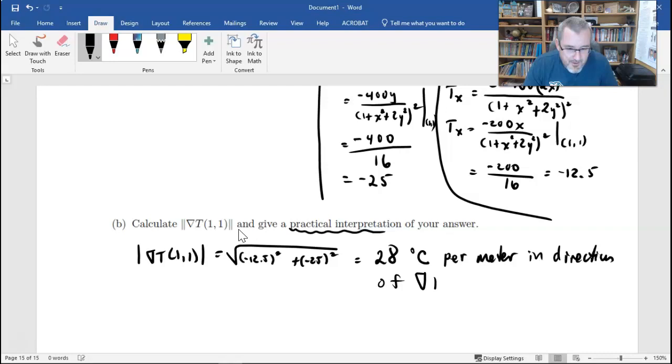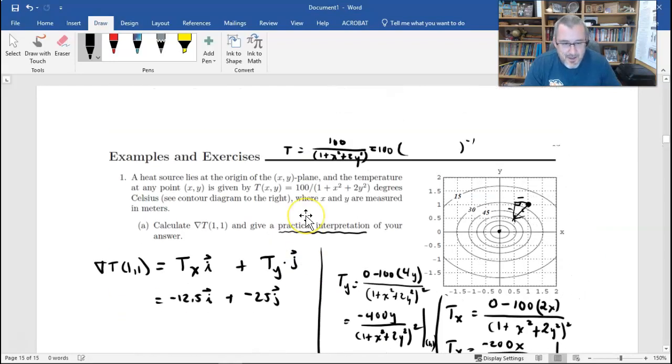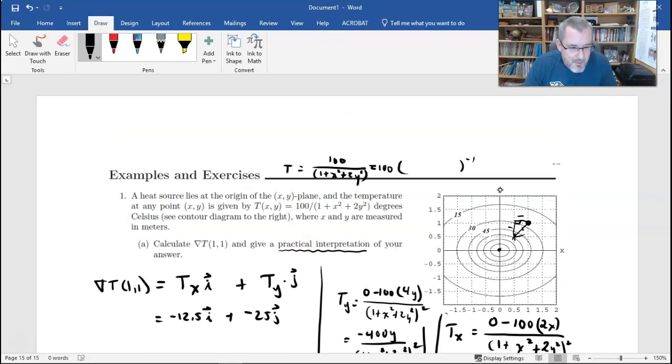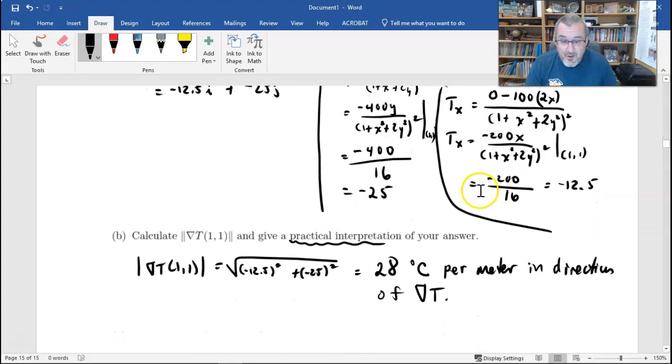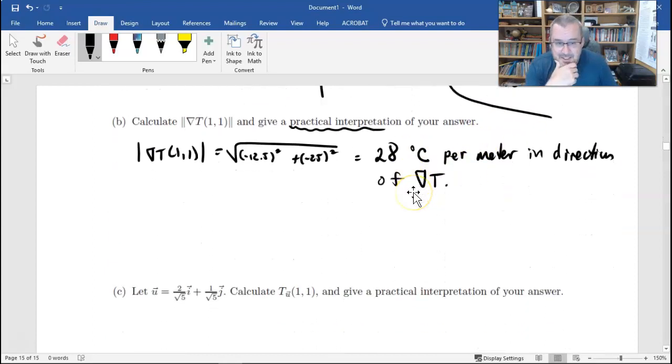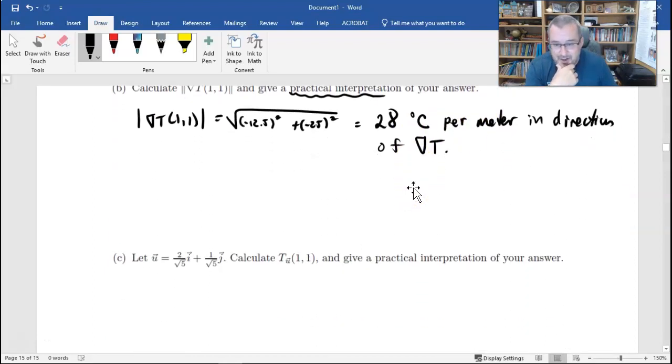of that gradient vector. Now, the reason I put all of that is, if you're at the point (1, 1), you could go lots of directions. In fact, infinitely many directions. You could go that way, you could go that way, you can go that way. But if you go any other direction, you are not going to get a rate of change greater than 28 degrees Celsius per meter. But if you go directly towards the heat source, following that gradient vector, you will get the greatest rate of change of 28 degrees per meter in the direction of that gradient vector.